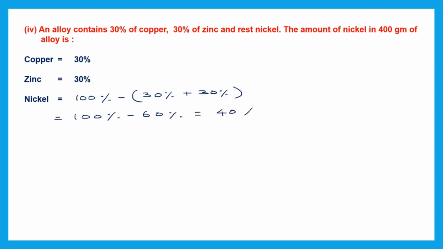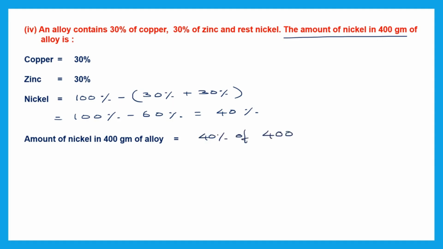So nickel is 40%. Now the question is the amount of nickel in 400 grams of the alloy. Amount of nickel will be 40% of 400 grams of the total, isn't it? So 40% of 400 grams will be the amount of nickel and this is our answer and that will be option A. So option A, 40% of 400 grams. That is our answer, option A.